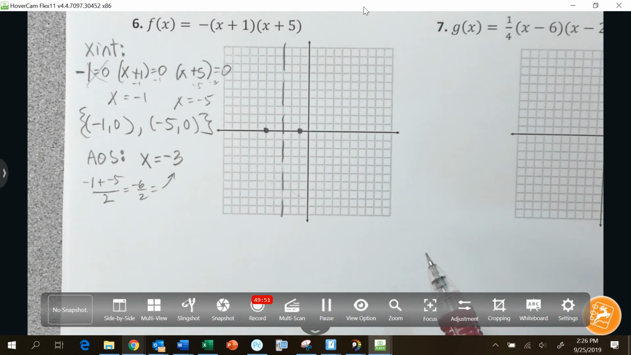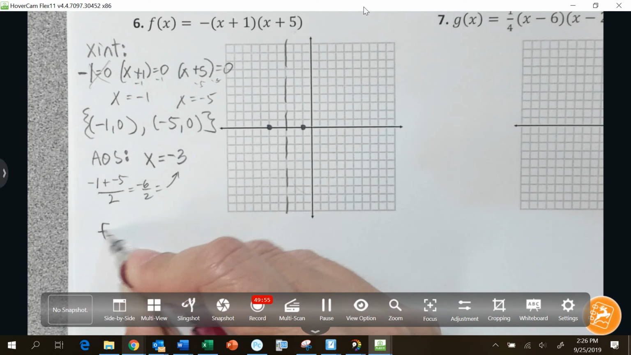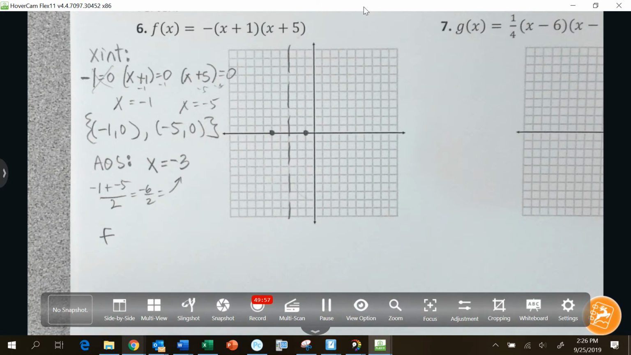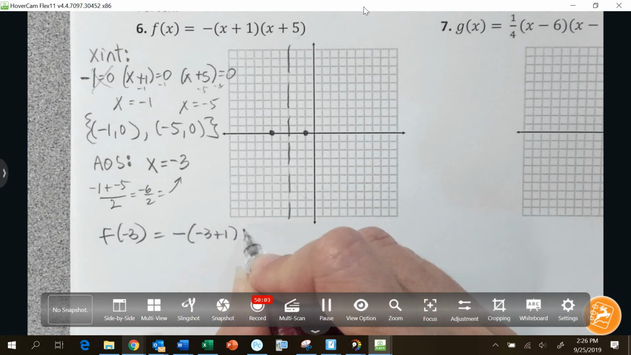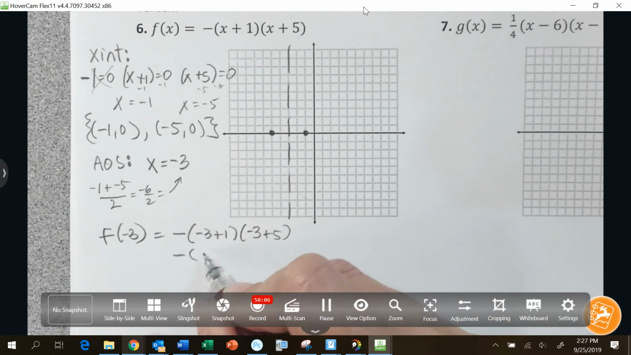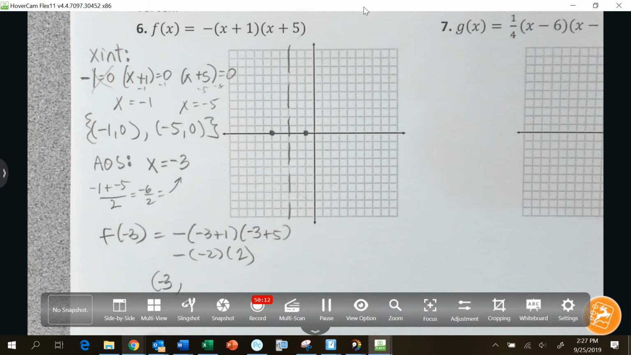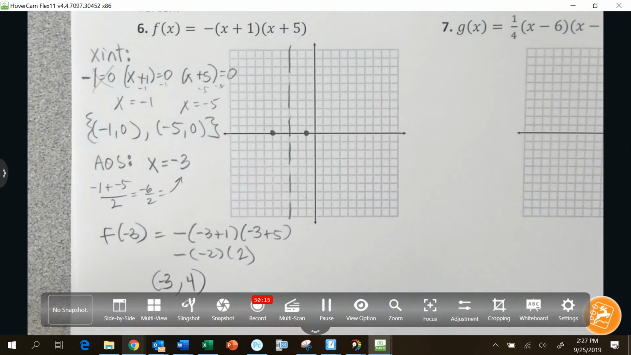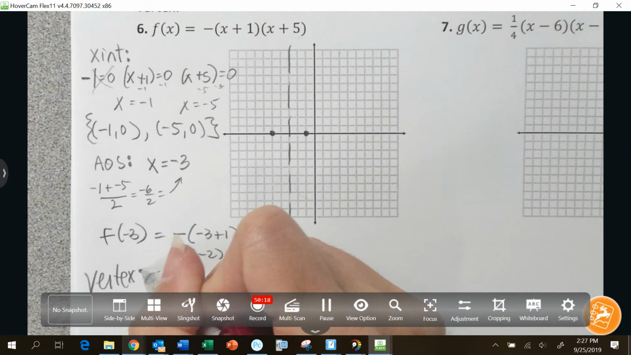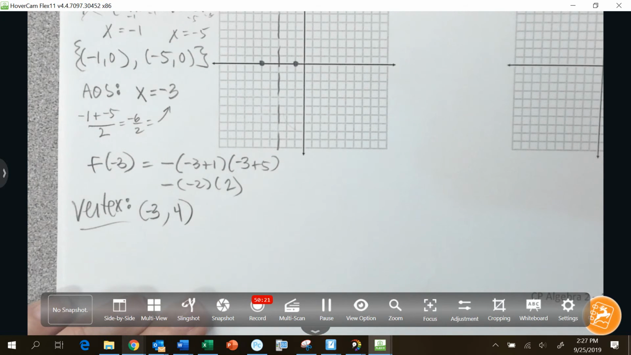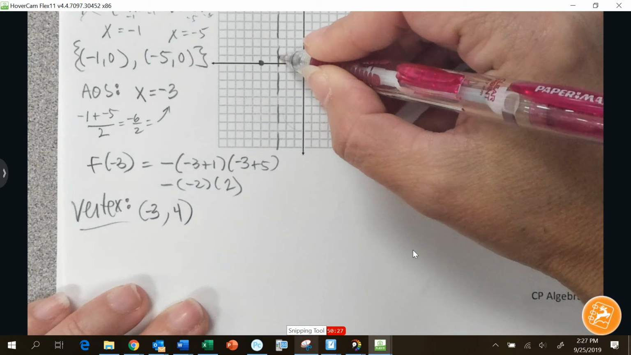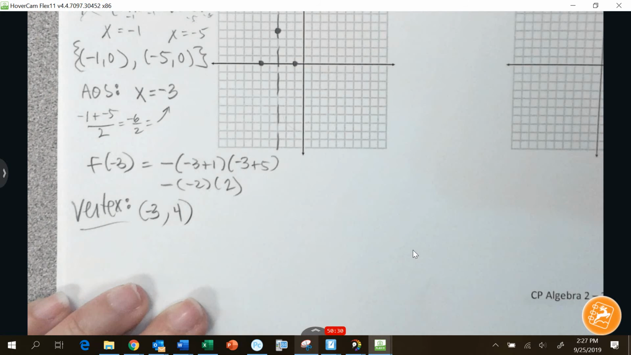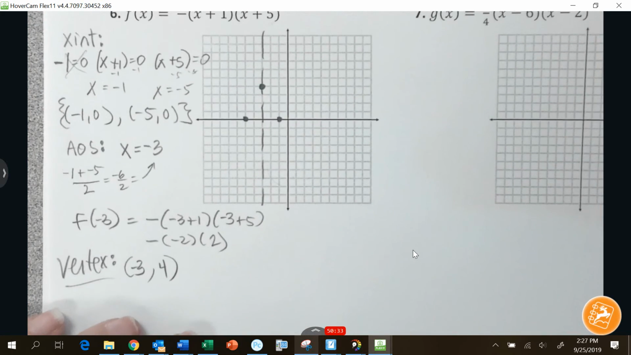Okay, and then, vertex, how do we find our vertex? F of, we put in our vertex -3, so we do negative parenthesis, -3 plus 1, -3 plus 5. So I get -2, 2, +4. Oh. So I got my vertex at negative 3, 4. And that looks like the graph is going to open down. Is that true? Yeah. Okay.